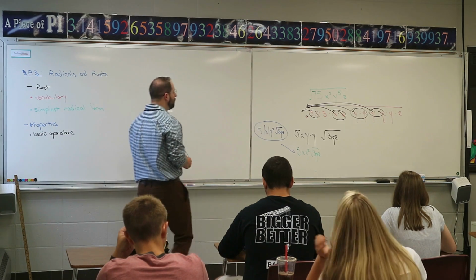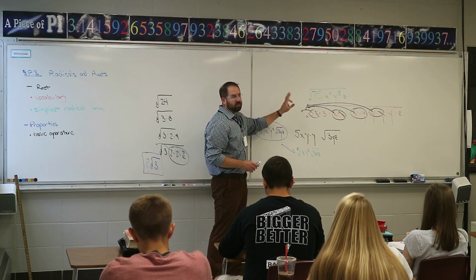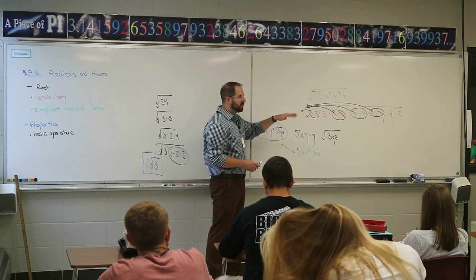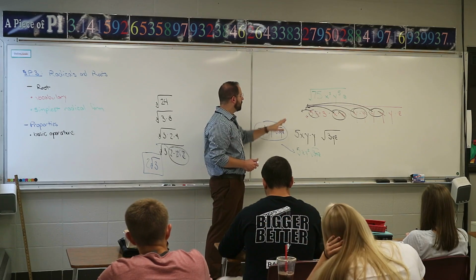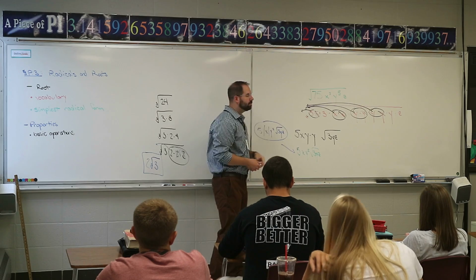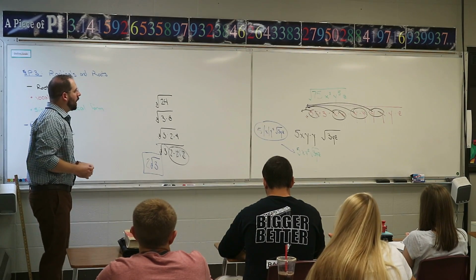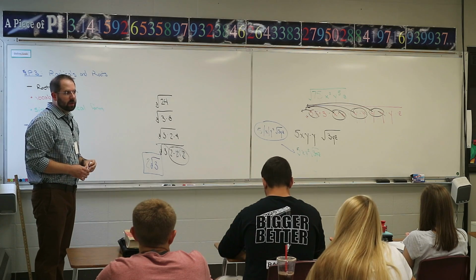Now, you only have to do this if that's an even type of root. Square root, fourth root, sixth root, whatever it is, you just have to make sure that it's an even root that the bars are needed. Okay, questions, comments, anything about it?